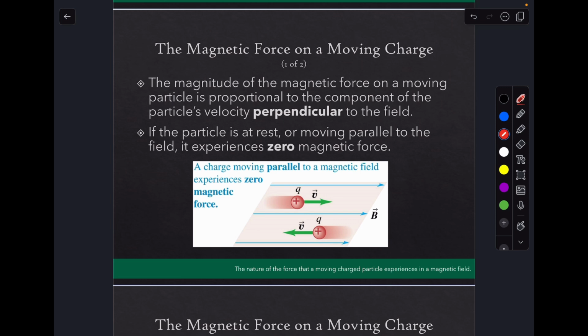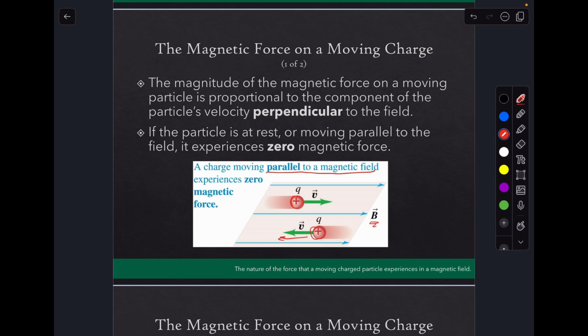Here's an observation on the magnetic force that a moving charge feels when it's in a magnetic field. Okay, so we have a magnetic field B pointing to the right. All right, we have two charged particles. One's moving in the direction of B, the other is moving anti-parallel to B, okay? Well, anytime charged particles move parallel to the magnetic field, they don't feel any magnetic force. So they feel no force due to B, okay?